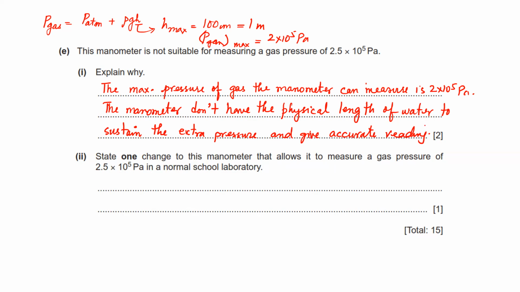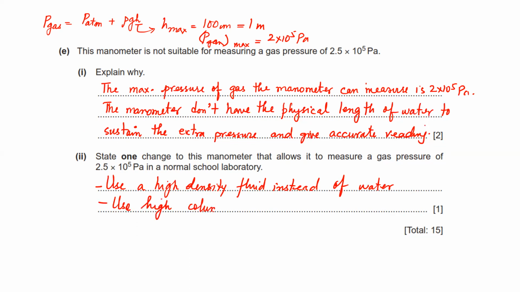2.5 into 10 to the power 5 in a normal school lab. So instead of water, use a higher density material, say mercury, or change the length of the column to more than that. So number one, use a high density fluid instead of water, or number two, use a column of length greater than 150 centimeters. Okay.